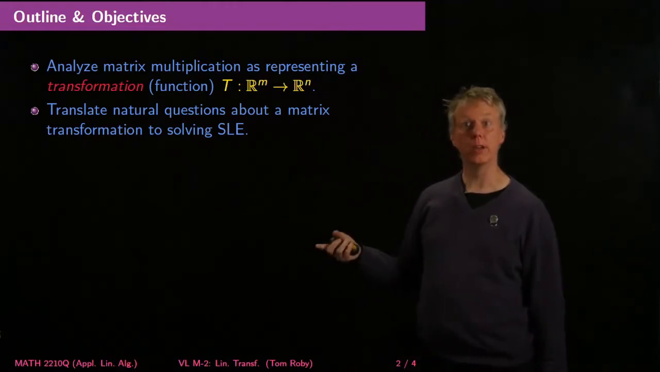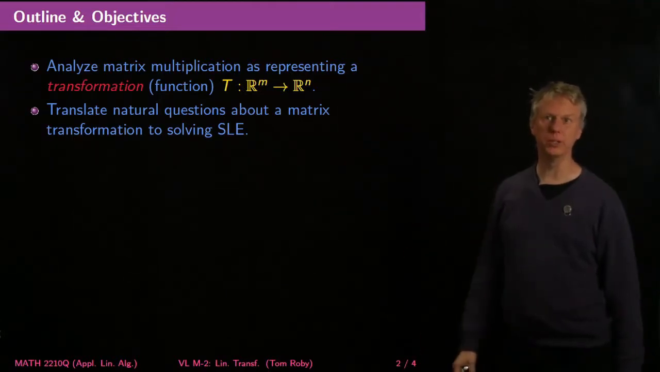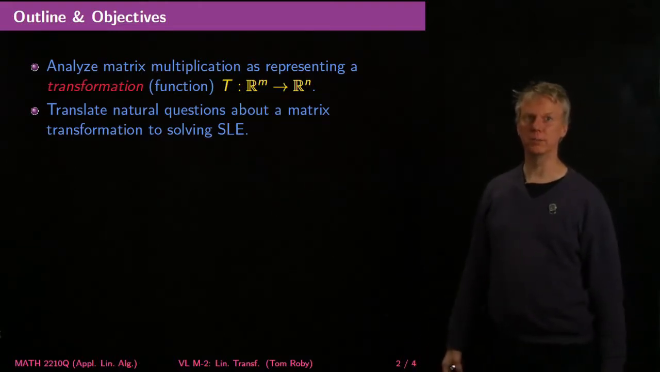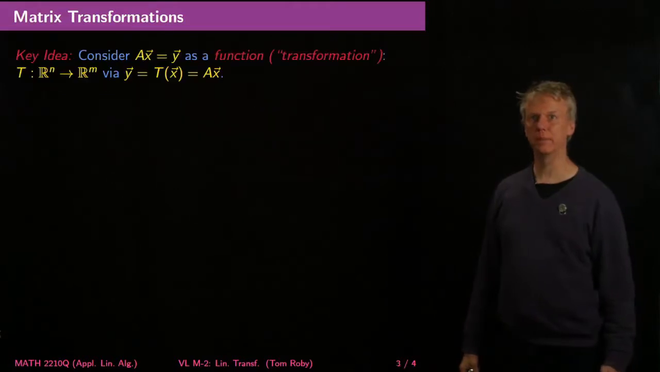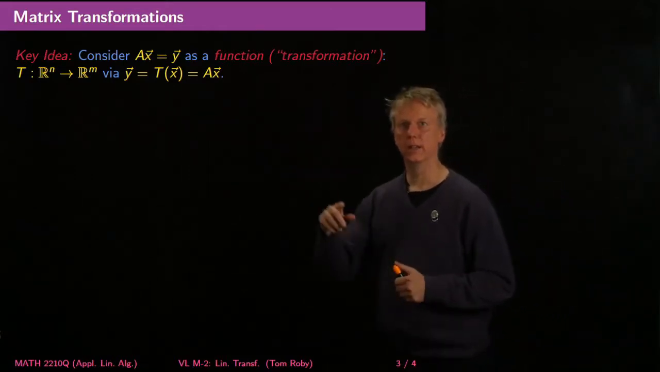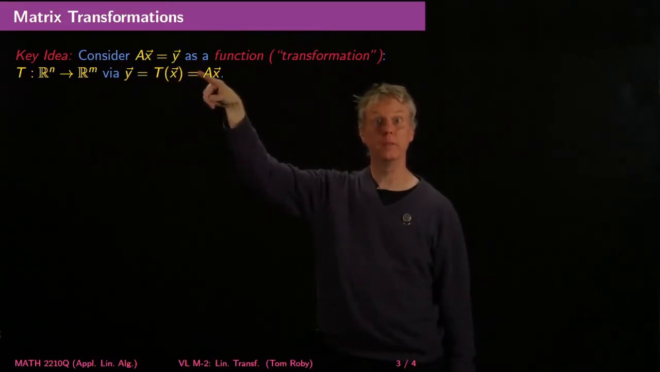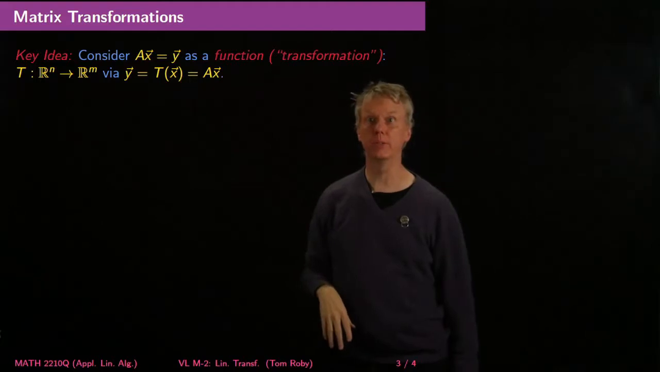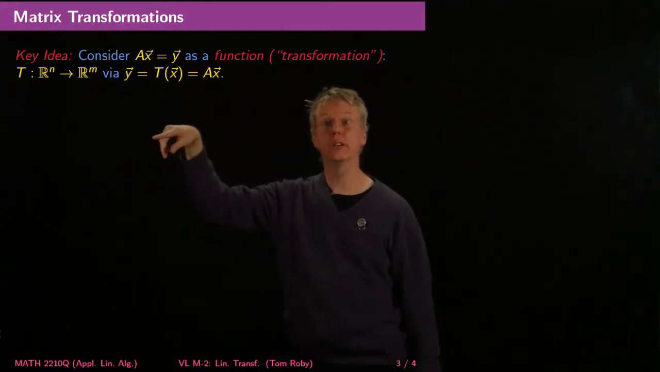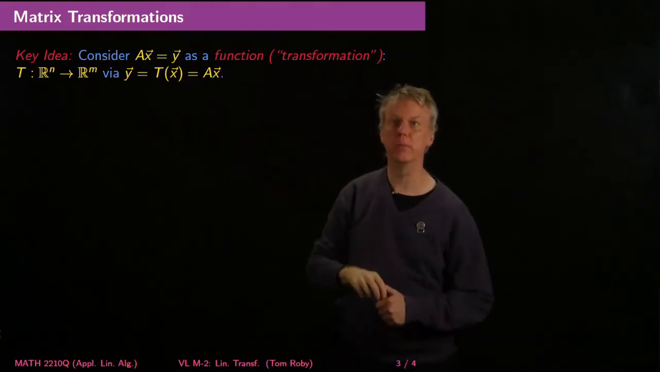So what I want to do is translate natural questions about a matrix transformation into the standard thing that we always do, which is trying to solve systems of linear equations. Eventually in this course we'll get away from everything we want to do involving solving systems of linear equations, but they do come up a lot. So here's the key idea: we want to think about our matrix A as really being something that eats a vector x and spits out a vector y. Now it just operates by matrix multiplication, which is fair enough. So here I've got it right. T is going to go from R^n to R^m, and T of x is: take that vector x and left multiply by A.